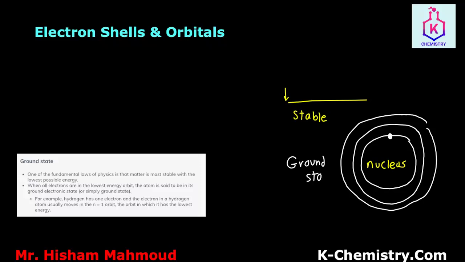For example, hydrogen has only one electron, and the electron in the hydrogen atom usually moves in the n equals 1. We said that the n means the principal quantum number 1, or the energy level, or the shell number 1, which is the first shell, the innermost and the closest to the nucleus. This one here will have the lowest energy and it's called the ground state.